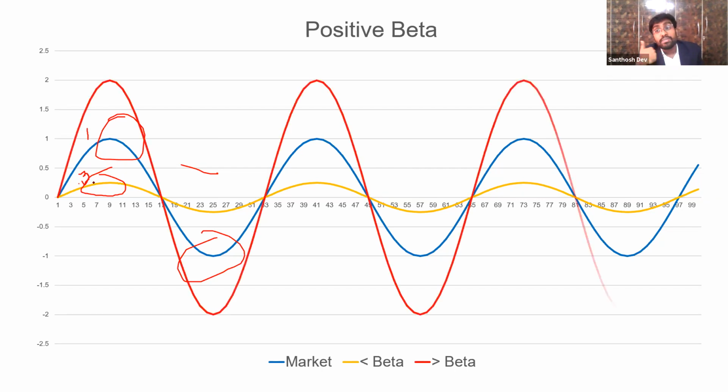When you look at a beta with more than 1 value, here if you see, when the market went up by 1%, the market gave 1% return, this particular stock is able to give you 2% return. When the market came down by 1%, then this particular stock went down by 2%.